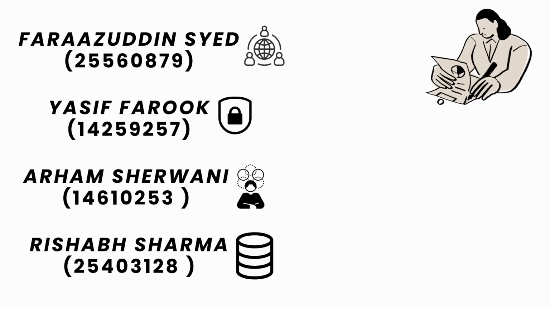Rishab handled the storage services, including S3, Glacier, DynamoDB, and RDS. Yasif focused on security monitoring and protection, implementing CloudTrail, CloudWatch, GuardDuty, AWS Web Application Firewall, and AWS Shield. Arham took care of identity and access management and service level considerations.